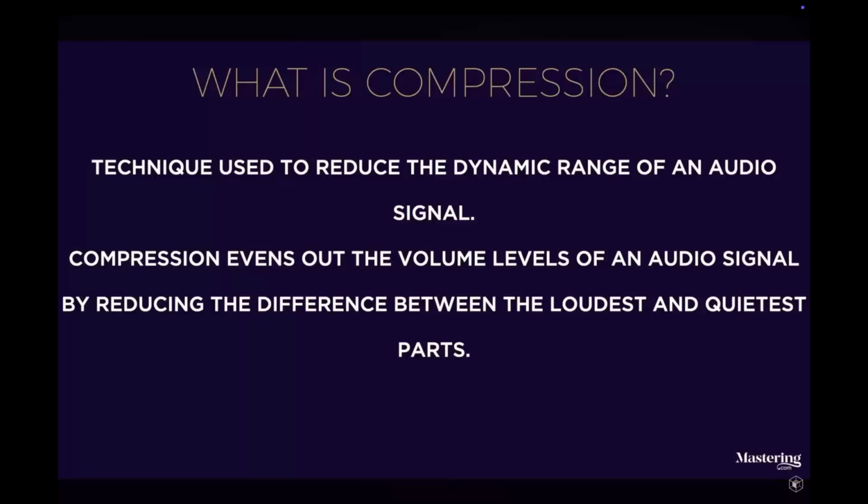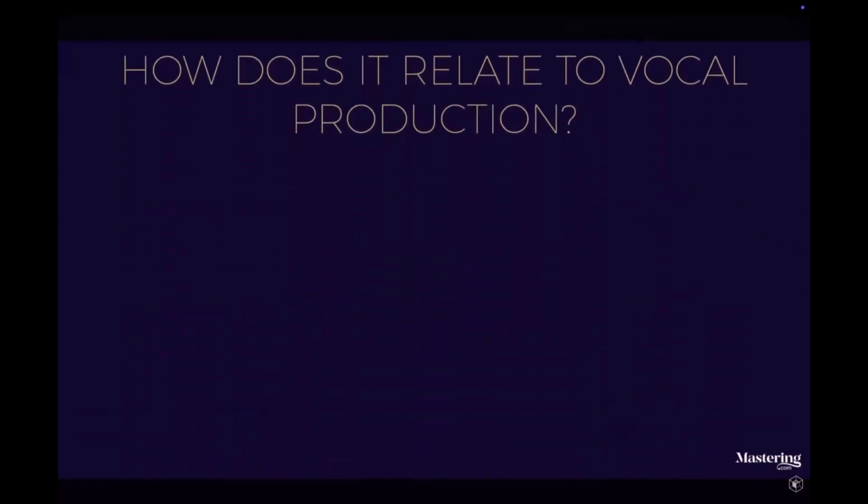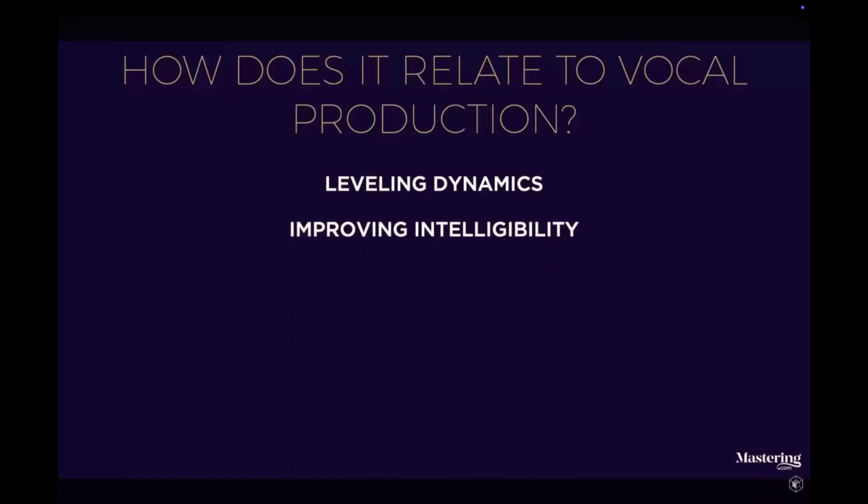Compression is commonly used in music production, broadcasting, and sound reinforcement to control dynamics, improve intelligibility, and increase perceived loudness. How does it relate to vocal production? Compression plays a crucial role in vocal production for several reasons. 1. Leveling dynamics. Vocals can have a wide dynamic range, with some parts being very loud and others very quiet. Compression helps to even out these differences by reducing the volume of the loudest parts, making the overall performance more consistent and easier to mix. 2. Improving intelligibility.